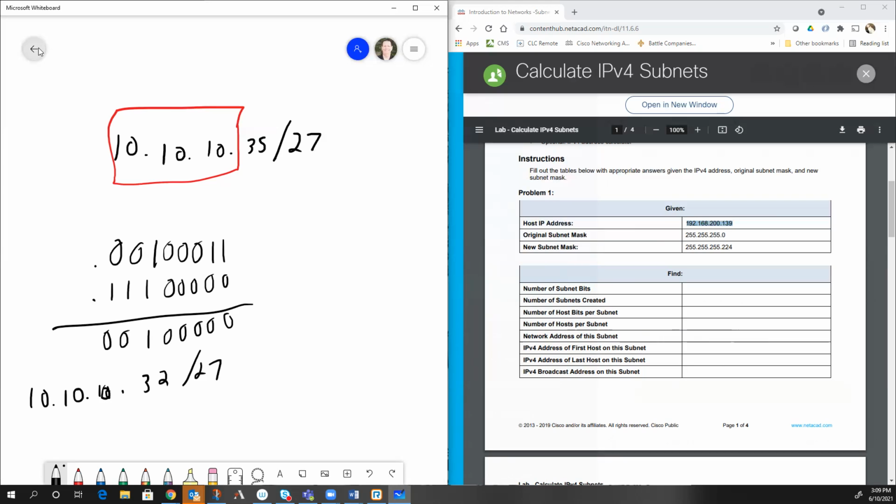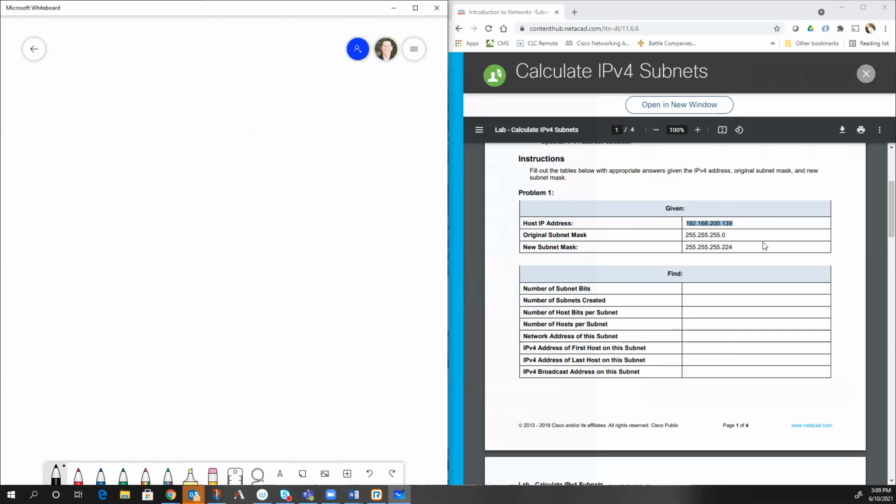So looking at our example here, this is our host address, 192.168.200.139. And the original subnet mask is this. So this tells us if we were to AND this 255.255.255.0 to this number, we know we are on the 192.168.200.0/24 network. So that's the network we're starting at.